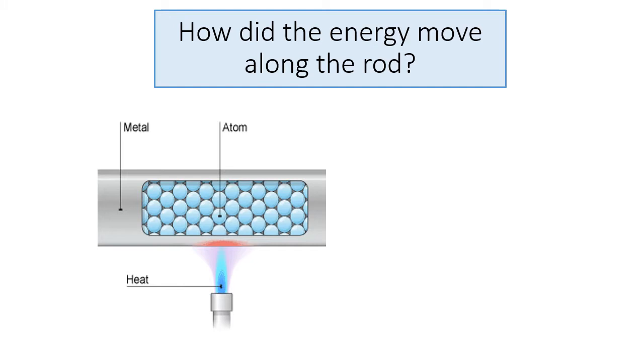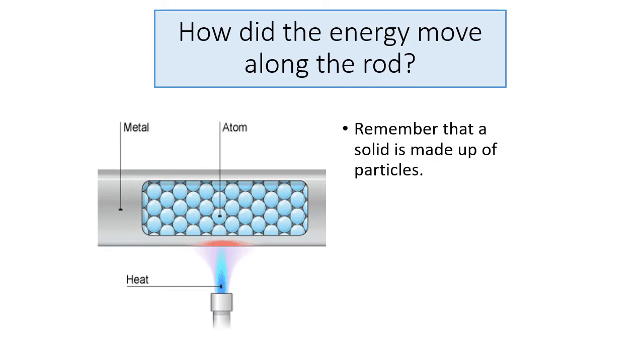So first of all, we will learn about conduction. Conduction is a process of transferring heat energy. How did the energy move along the rod? As we know, the rod is made out of some particles, and all the particles in solids are close to each other, but they are always vibrating on their own position.